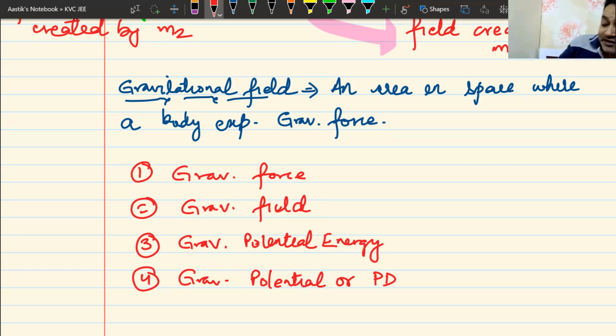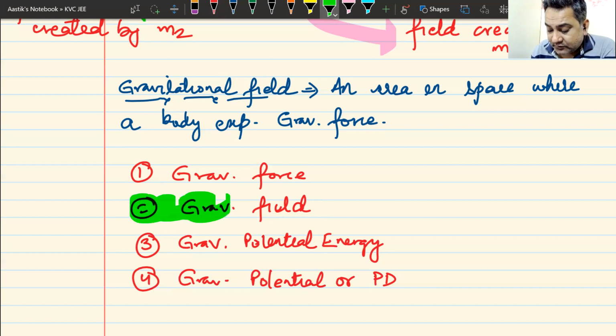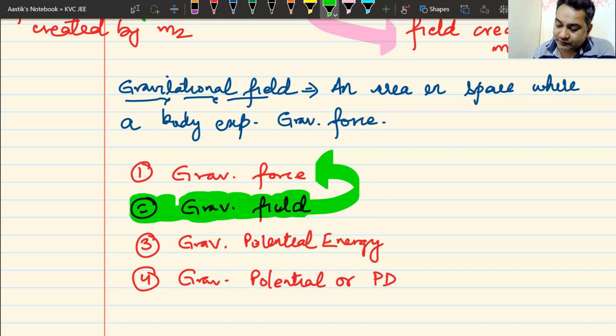Now, let us try to understand the main topic here. What is gravitational potential energy? Before understanding it, let us revisit. The first thing that we have understood is that wherever there is mass, it will create field. If another mass comes in that field, it will experience gravitational force. So first you need to have a field, and once there is a field, you will experience force.